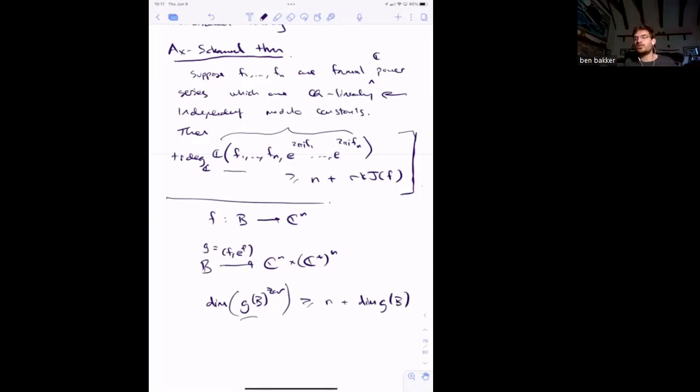Okay, so here we're comparing, we have this parametrized analytic subvariety of C^n cross (C star)^n, and we're comparing its dimension, we have this parametrized analytic subvariety of this particular type. In particular, it lands inside the graph of the exponential.